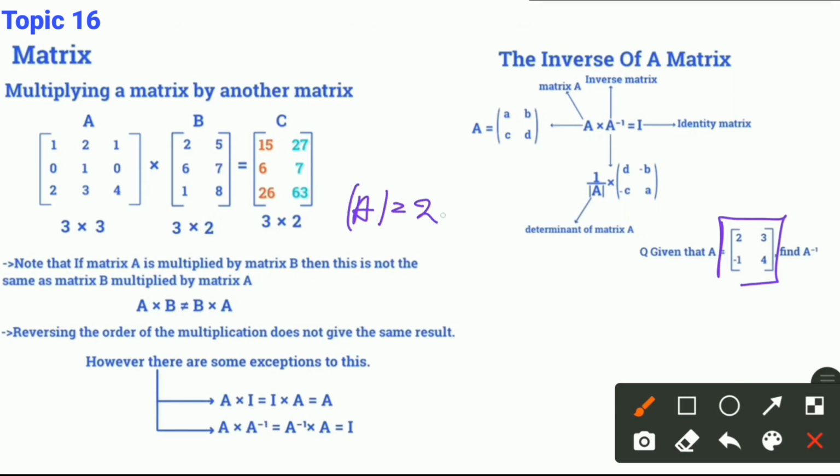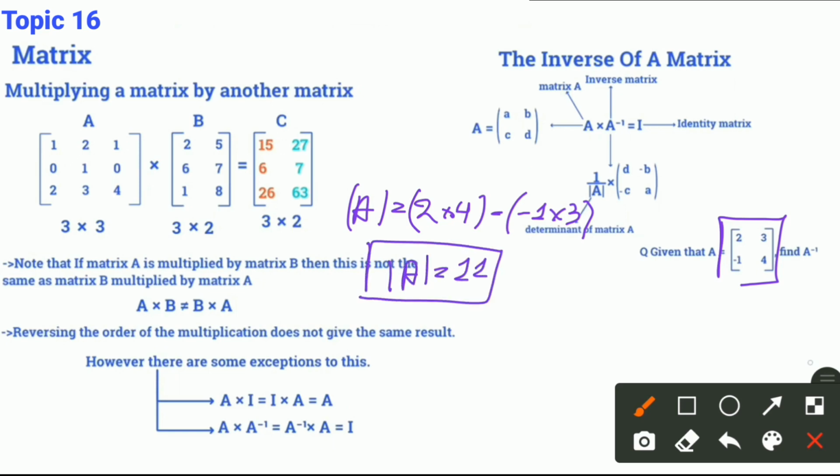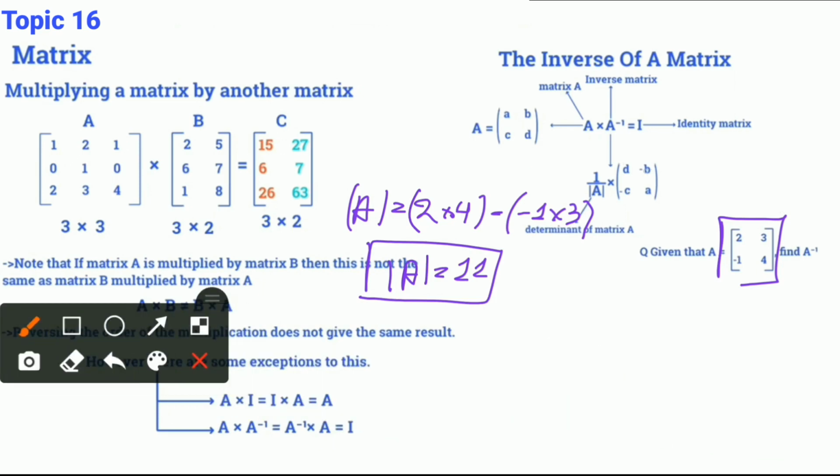So it's going to be 2 multiplied by 4, minus 1 multiplied by 3. So it's going to be 11. Okay, the determinant will be 11, and after finding the determinant, we're going to give this order.